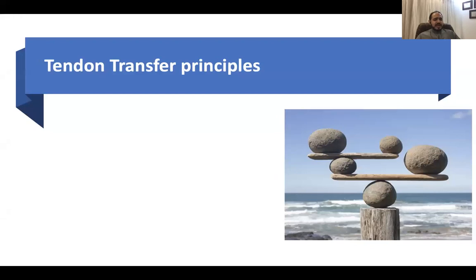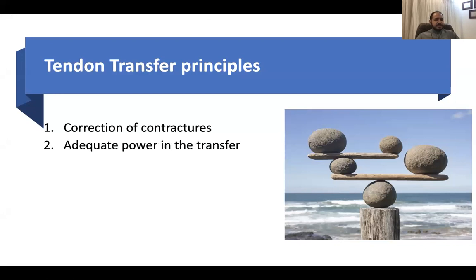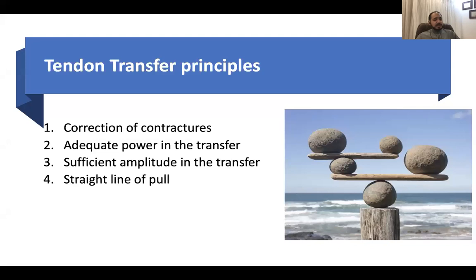There are principles for tendon transfers. The first principle is to correct any contracture, because the transferred tendon cannot correct any stiffness in the joint or deformities. So these need to be corrected. The transferred tendon should have adequate power. Usually the transferred muscle or tendon should be grade 4 or more, as it loses one power grade after the transfer. There should be sufficient amplitude in the transfer. It should be a straight line of pull.